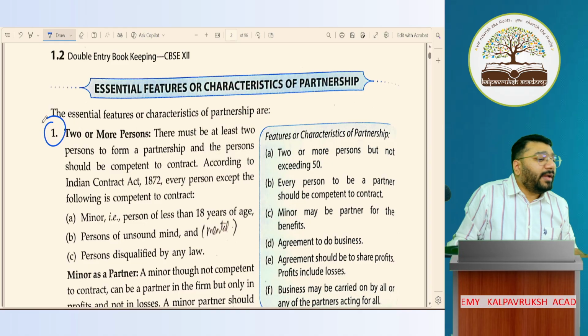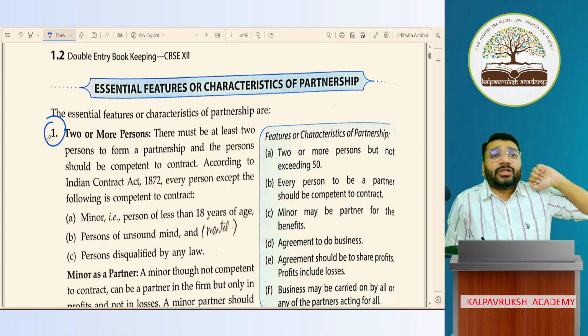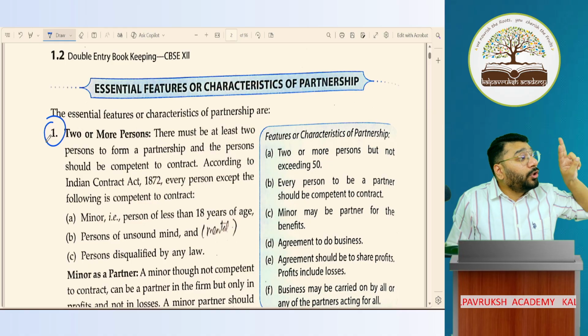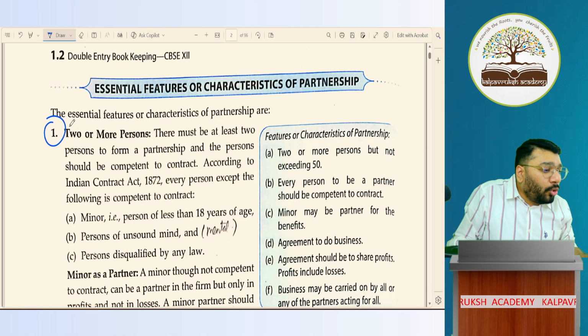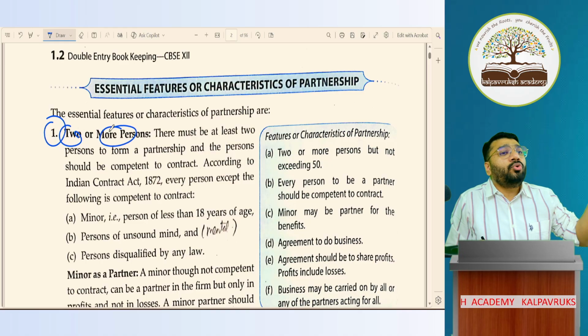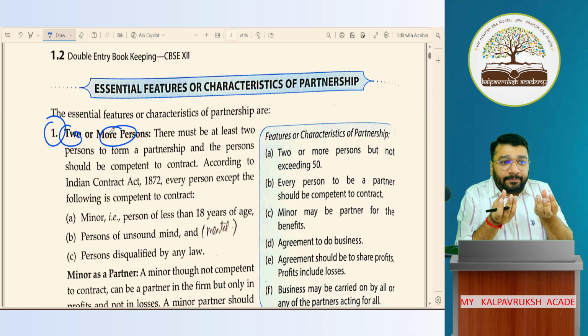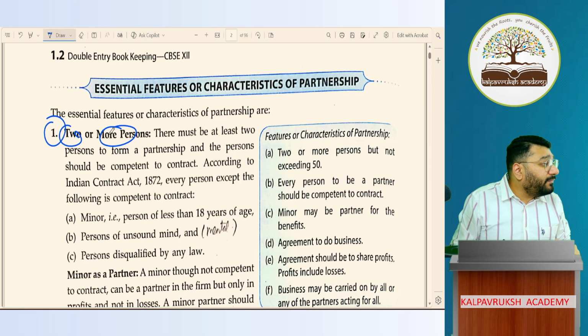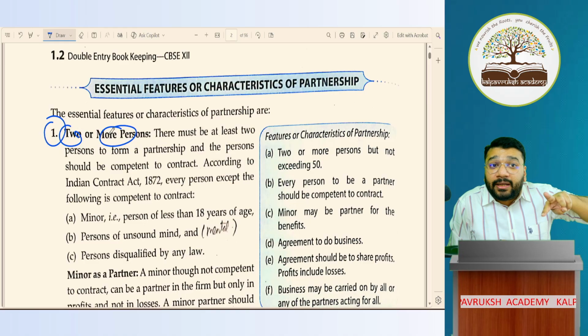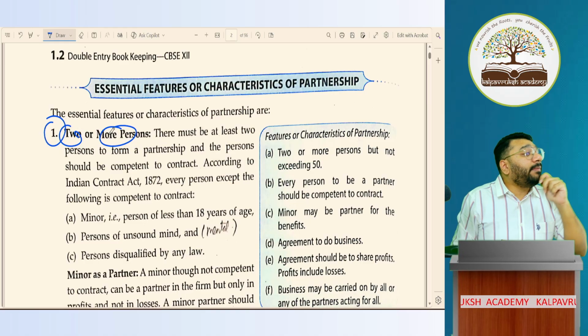Okay. In that point, we agreed that for you to start a partnership business, there should be a minimum of 2 people. 2 or more persons should come together to do the partnership business. Now, an individual person to become a partner in a partnership firm should be competent to contract. Competent to contract means what?